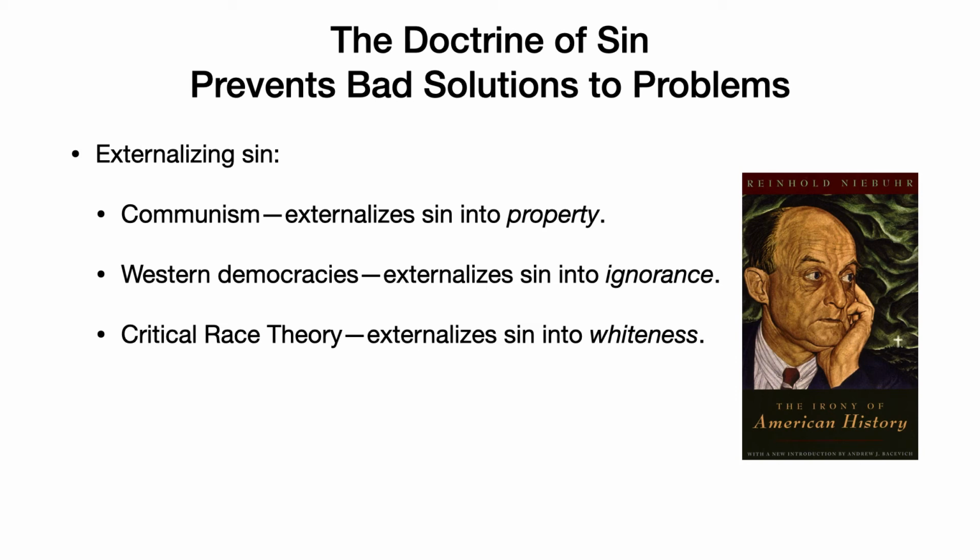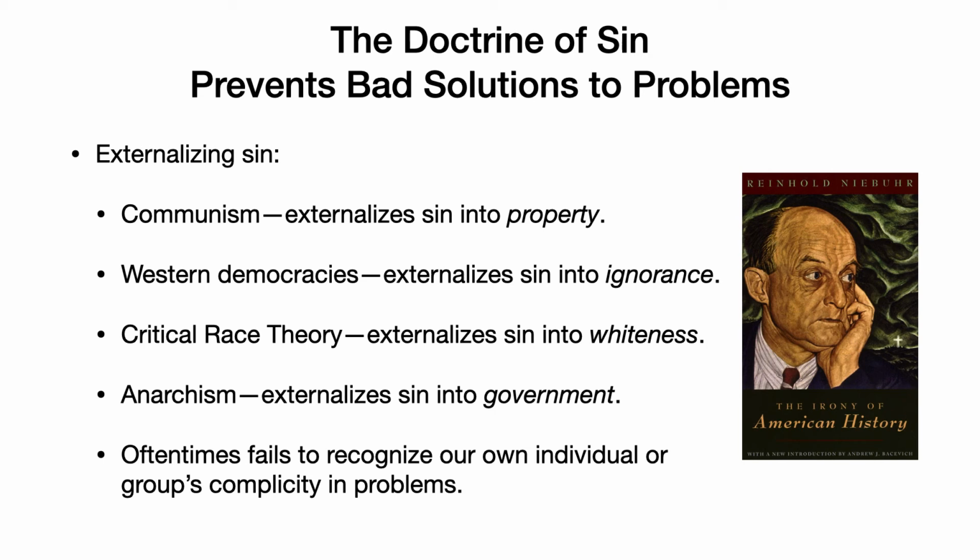So they're just setting themselves up to have a failing system, just failing in a different direction, even if they succeed. So another common one that happens these days is anarchism, and there's a lot of people who are anarcho-capitalists, and they are externalizing sin into government. They think that government is kind of the source of societal sin, and that by getting rid of government, they'll get rid of sin in society. So anyway, all of these are different ways of externalizing sin, and I'm sure if we sat and thought about it, we could think of a lot more. And all of these fail to recognize our own individual and our own group's complicity in problems. As I said, sin is not out there, sin is in here. And until we come to grips with that, we're going to be proposing bad solutions to problems.